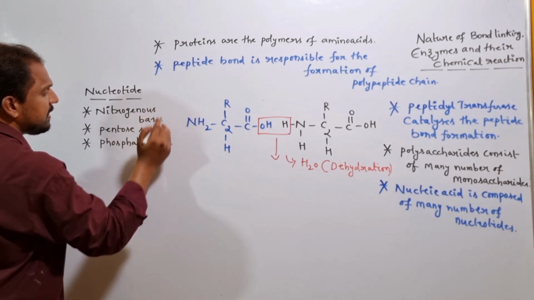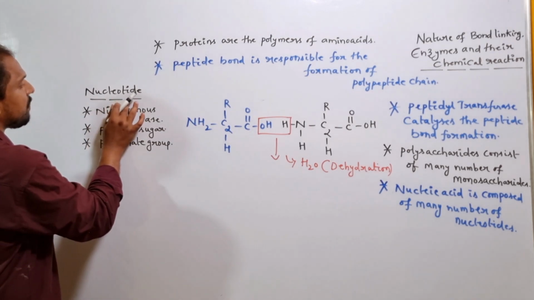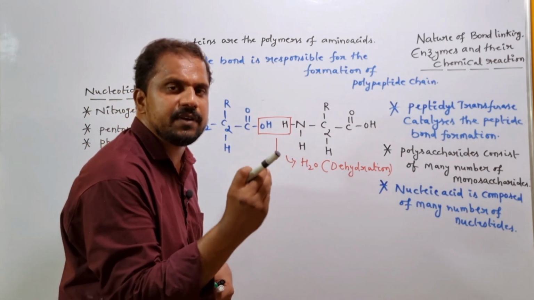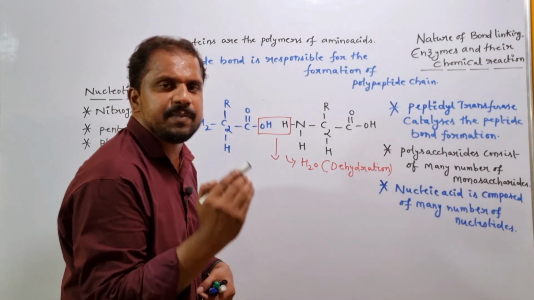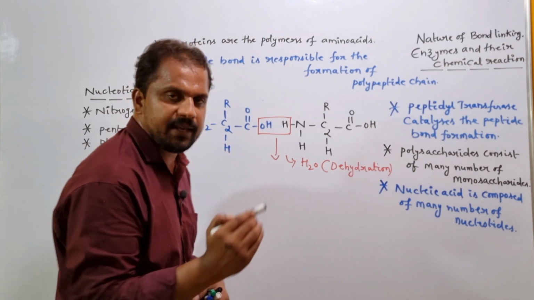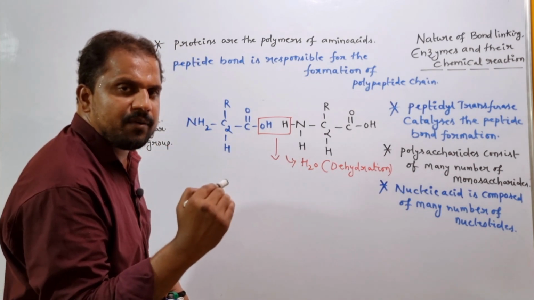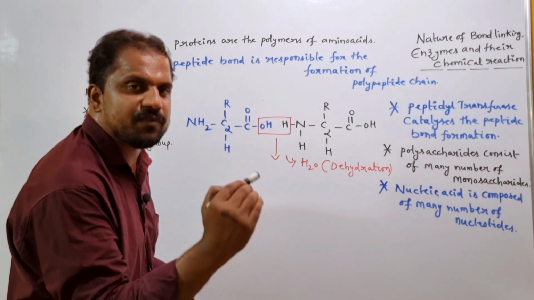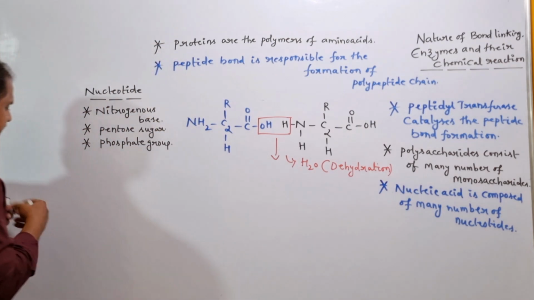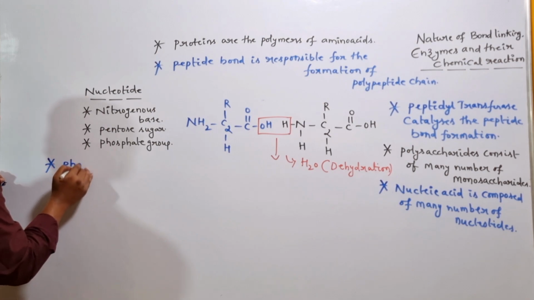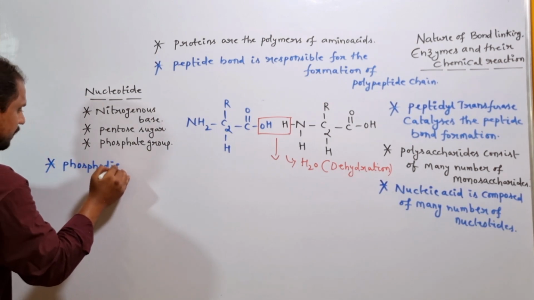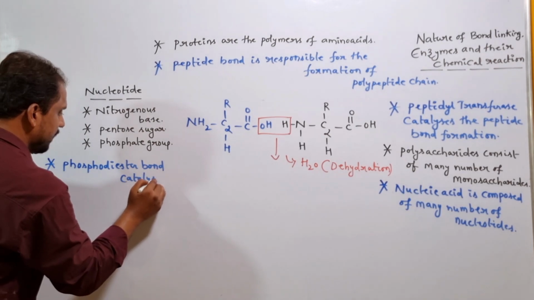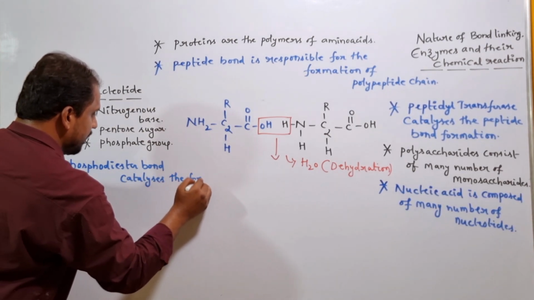Once all these three components aggregate together, it leads to the formation of what? One specific nucleotide. And all the nucleotides are capable of aggregating together to form a specific nucleic acid by taking advantage of a specific bond, which is nothing but what? Phosphodiester bond. Is it clear? Phosphodiester bond catalyzes the formation of nucleic acid.